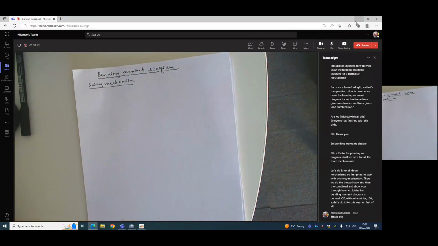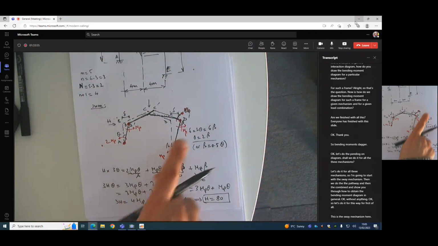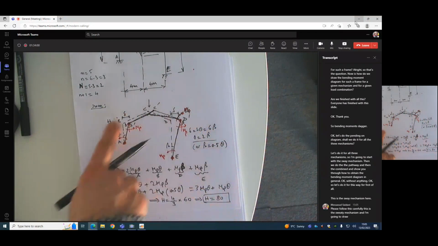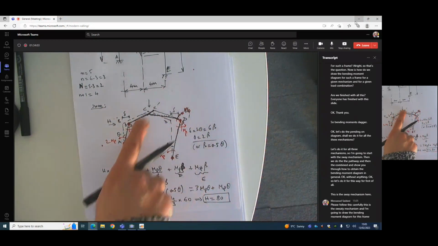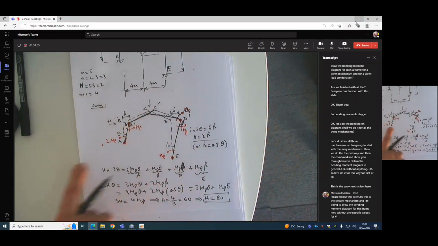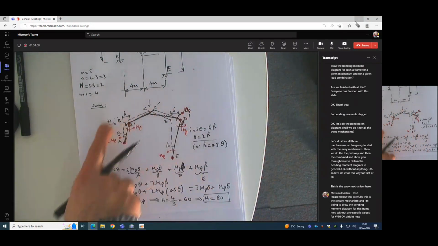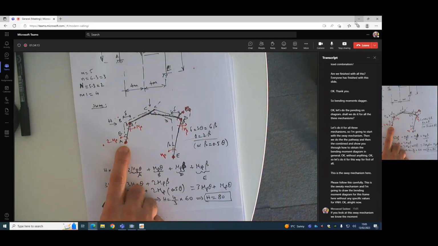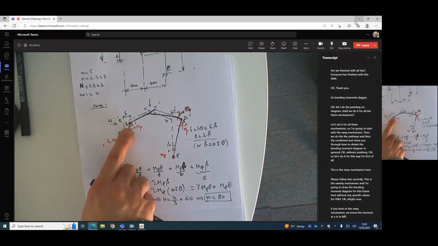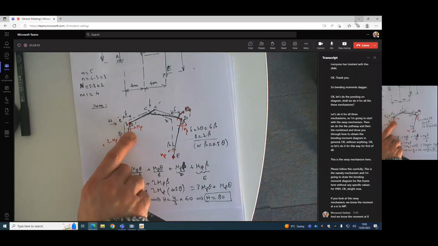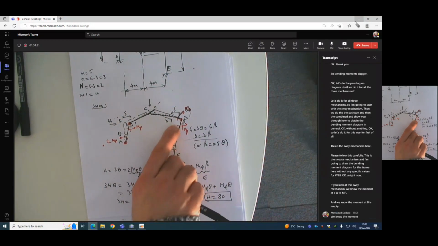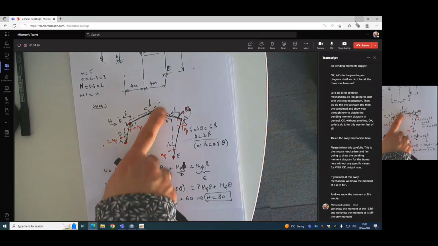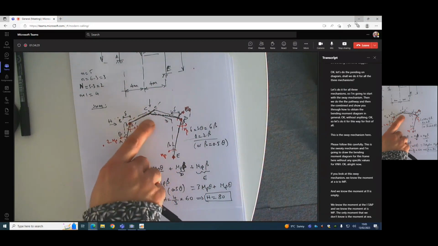This is the sway mechanism here. Please follow this carefully. This is the sway mechanism, and I'm going to draw the bending moment diagram for this frame here without any specific values for V and H, okay? All right. Now, if you look at this sway mechanism, we know the moment at A is 2 MP. And we know the moment at B is MP. We know the moment at D is MP. And we know the moment at E is MP. The only moment that we don't know is the moment at C. Okay? That's the only one we don't know.